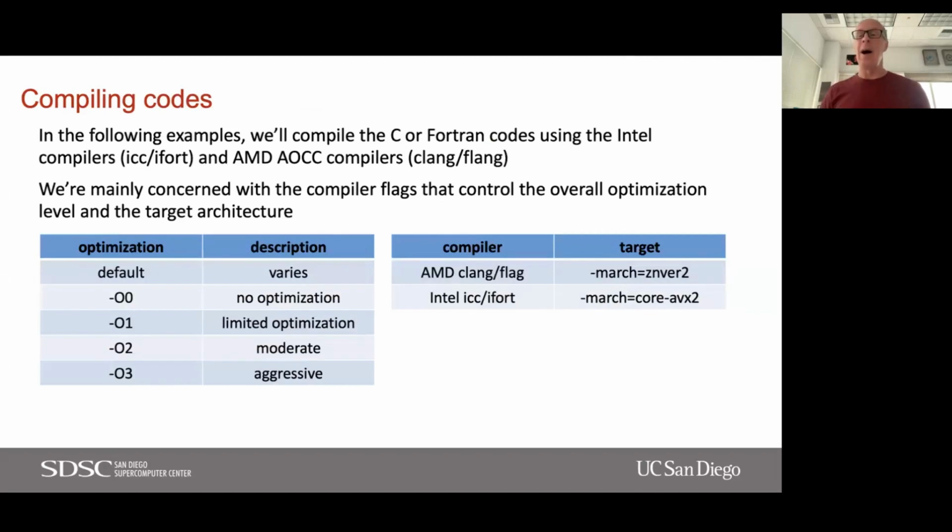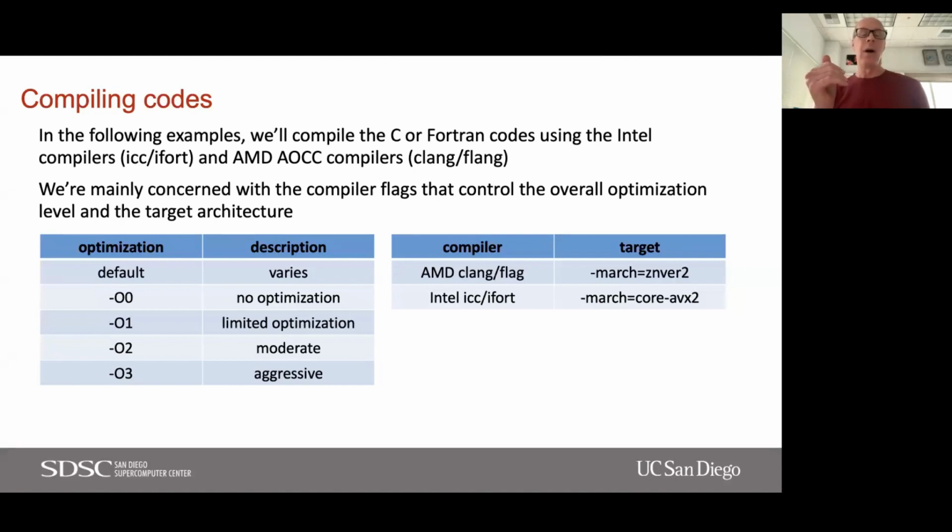Right, so I encourage everybody to go to the examples that I have in GitHub that I posted earlier. And if we were doing this as a summer institute, we would actually do a hands-on. I'm just going to run through the results though. So we're going to compile C and Fortran codes using the Intel and the AMD compilers. We're mainly concerned here with the compiler flags that control the overall optimization.